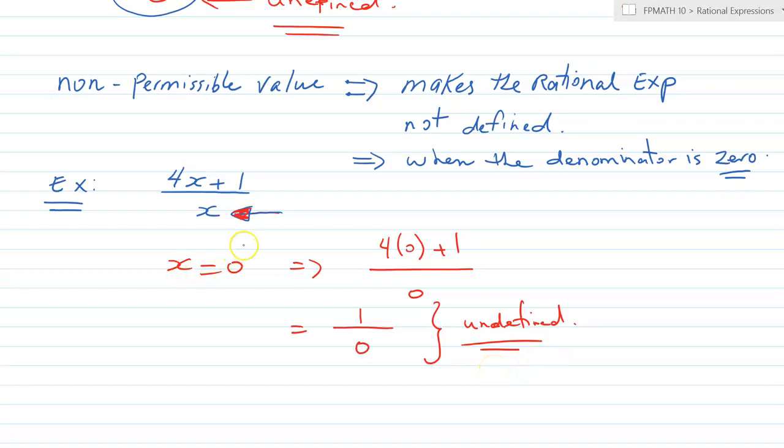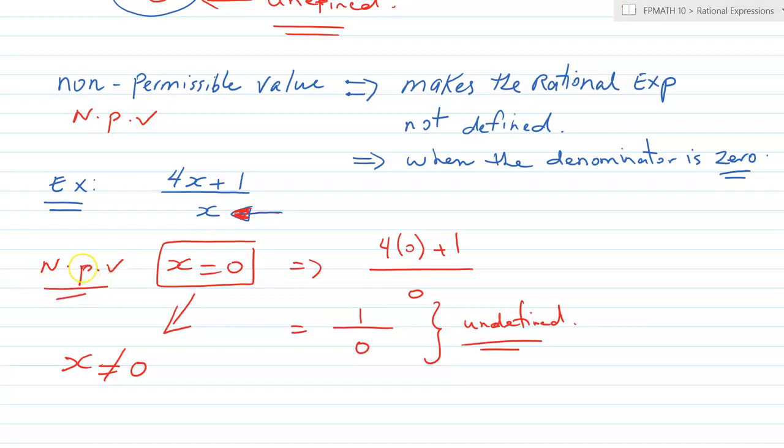So the non-permissible value is x equal to 0. Another way of writing it is that x cannot be 0 if we want this expression to be defined. Every other value will work except 0. So that is the non-permissible value, and I call it the NPV. The NPV is the non-permissible value.